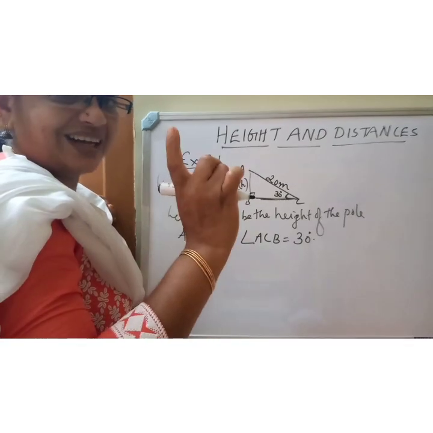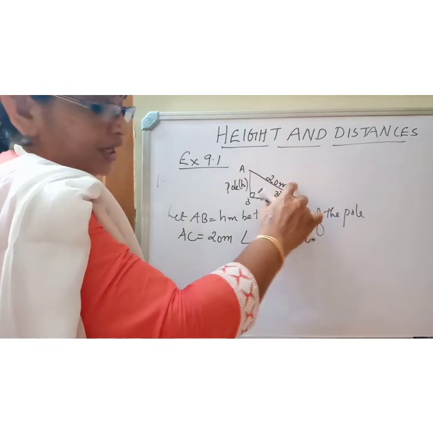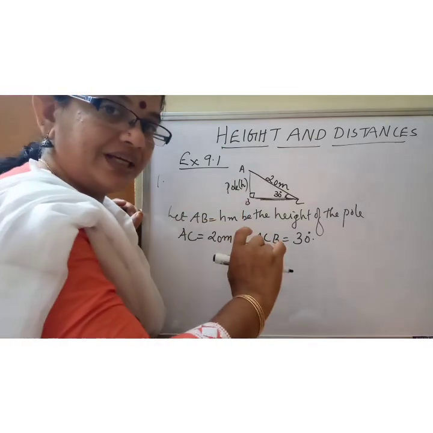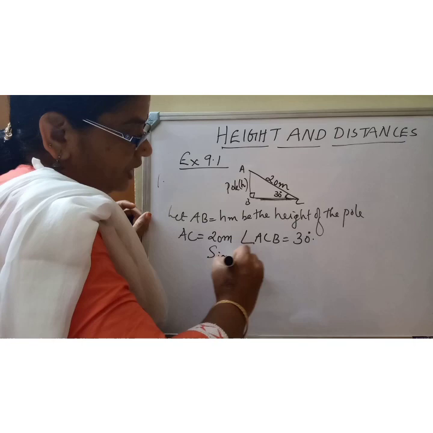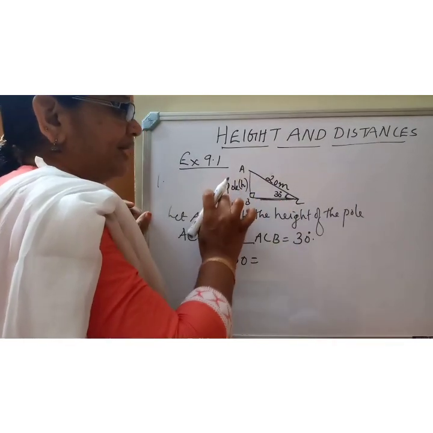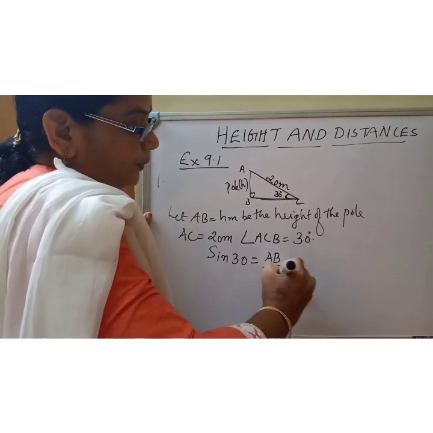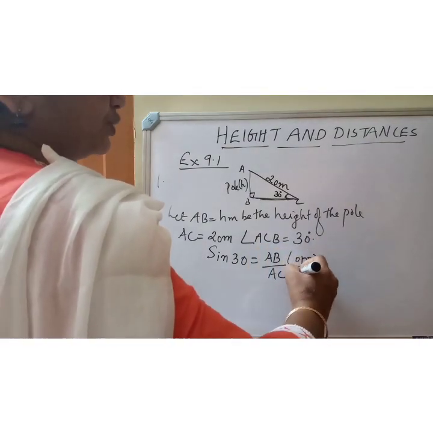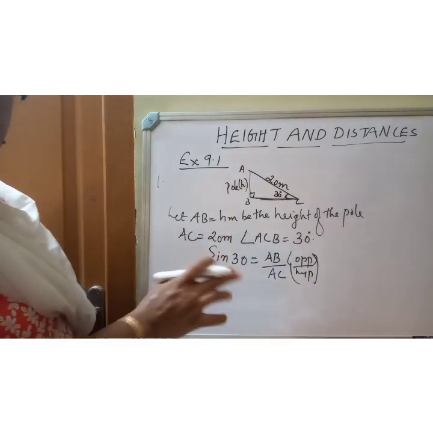Very good, sin theta, isn't it? Sin theta is opposite by hypotenuse. We need the opposite measure only, so which trigonometric ratio do we apply here? Sin theta. So apply sin 30 equal to, based on this theta of 30 degree, AB as the opposite side and AC as the hypotenuse. This is opposite by hypotenuse. All the sums you should not do like this, writing opposite and hypotenuse; only for the first sum, for understanding, I taught like this.